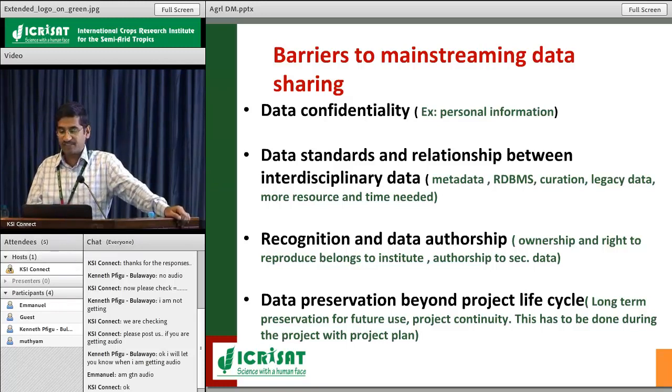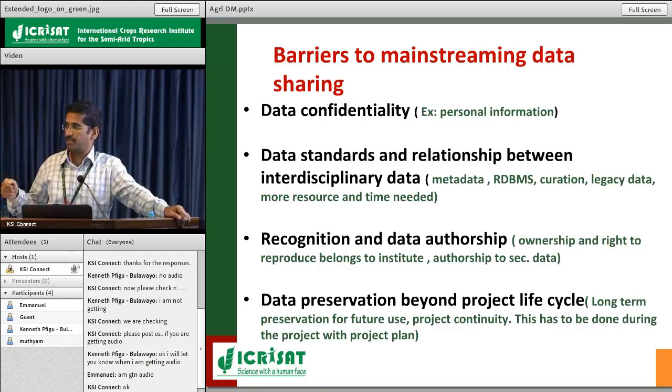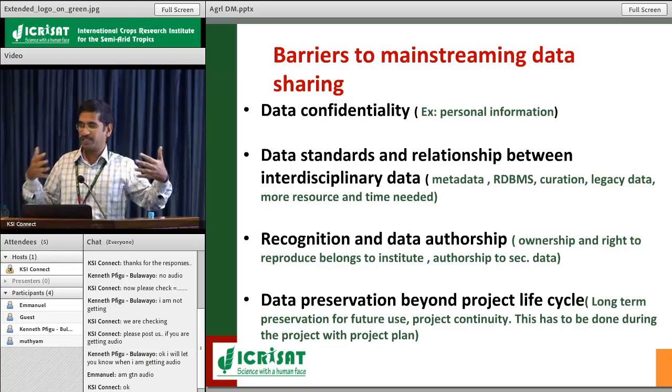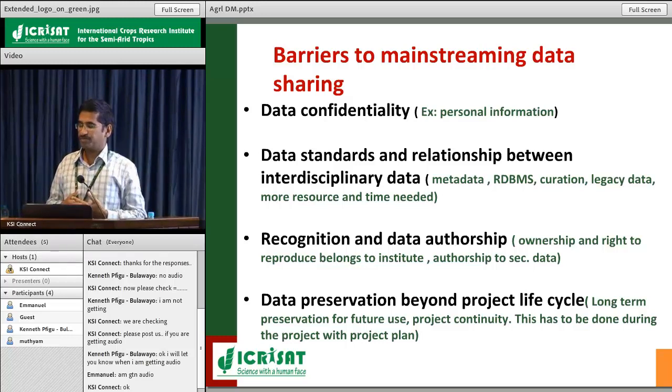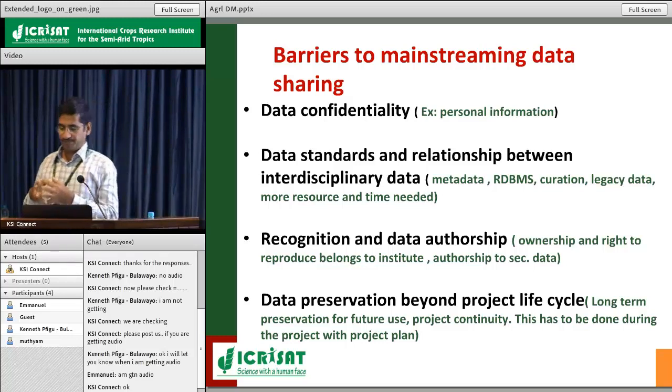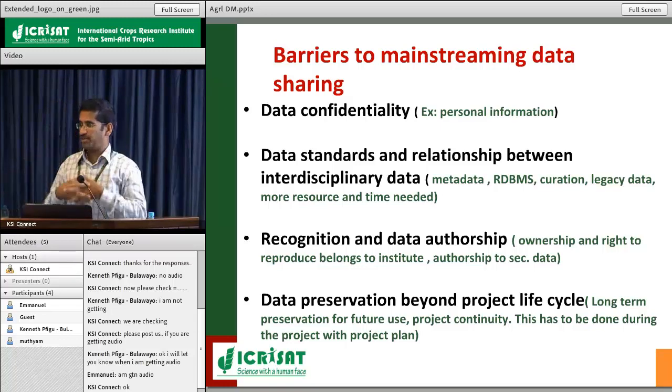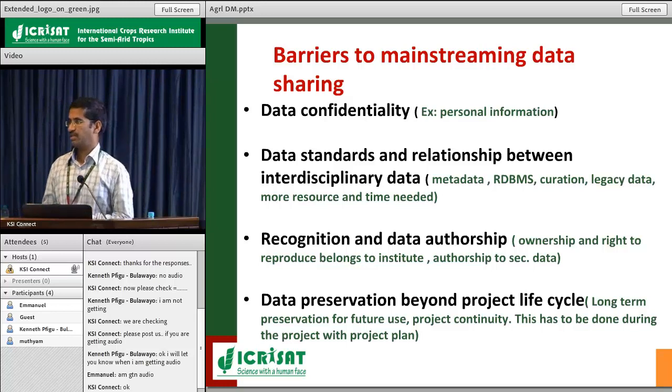And data standards, in relation to interdisciplinary data. You are generating one data set at one location with the same objective, and he is generating his data, but there should be a kind of integration. Then both of your data can be integrated and put into the repository so that everybody can use both data in one go. If your data is separate and his data is separate, there is no integration, then there is less usage.